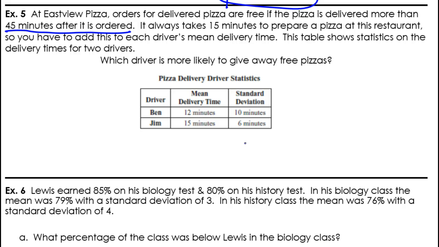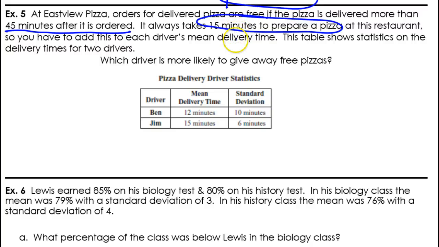So we're going to do our calculations to figure out what percentage of Ben's pizzas are going to be free and what percentage of Jim's pizzas are going to wind up being free. That way we'll see who's giving away more free pizza. One quick calculation we have to be careful of. This chart is giving us delivery time, the time it takes to drive it from the store to the people. Now, it takes 15 minutes to prepare the pizza in the first place. So in terms of the 45 minutes that we have to keep the pizza from being free, we're automatically going to use up 15 minutes.